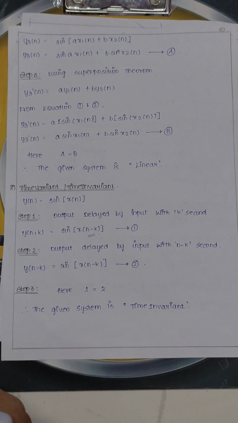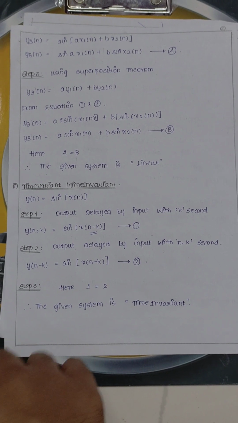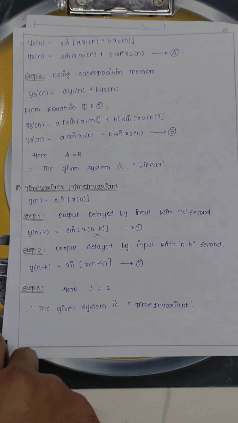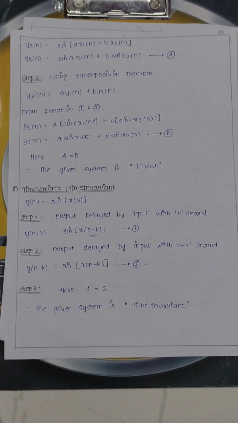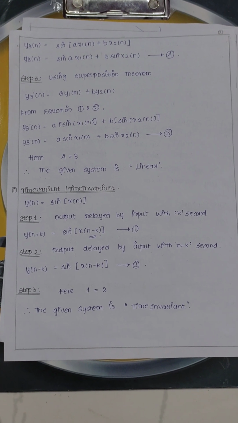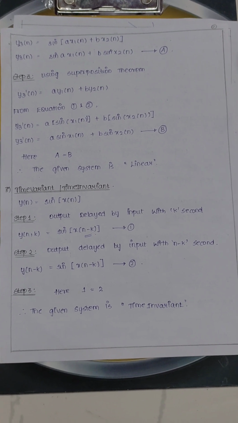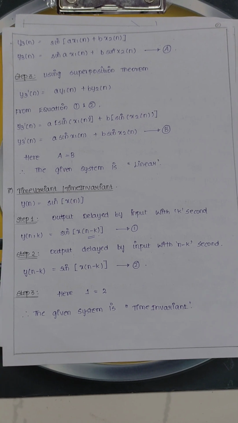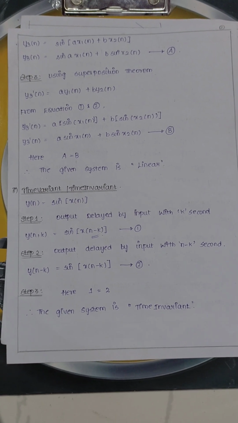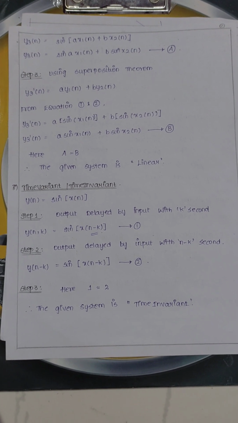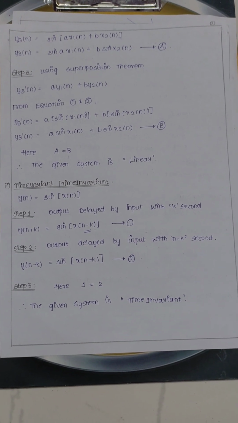Now check that both equations are the same, the sine function. The first function was delayed, the second function is also delayed by n minus k. So both are equal if it is time invariant. If both are not equal, it is time variant. Now both are equal, sine of x of n minus k. So both are the same. The property belongs to time invariant.